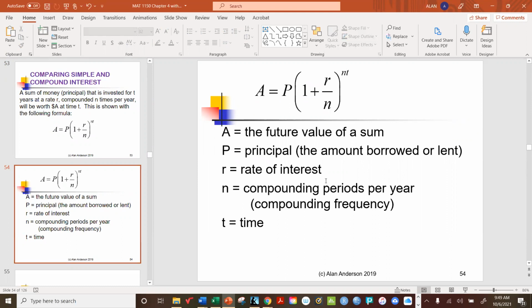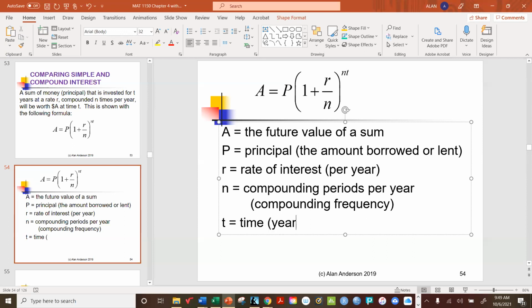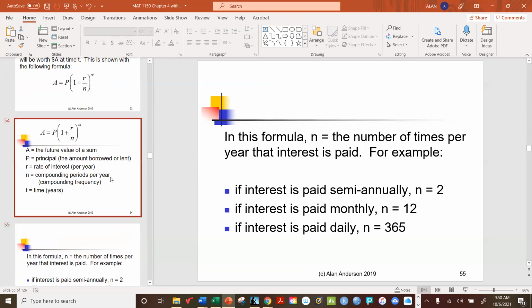R is the rate of interest. And then N is the compounding frequency. This rate of interest is expressed as an annual rate, and the time is being measured in years. But we can adjust for that. The N will actually adjust this formula for the compounding frequency. That's what its purpose is. So the R and the T are assumed to be years, but if we have semi-annual periods, that's what the N is for, to make that adjustment.